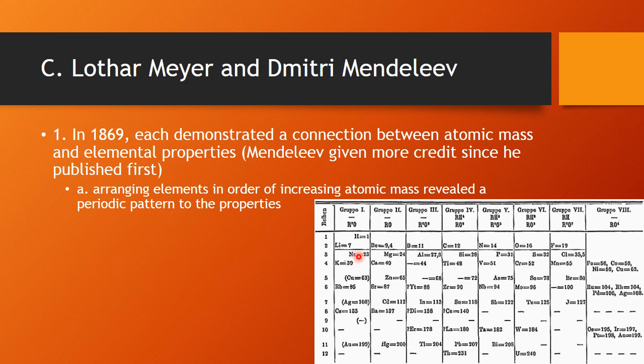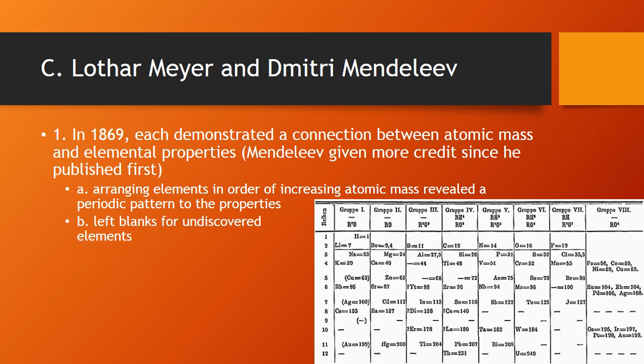So when he ordered them this way, elements that were in the same column had similar properties. In other words, it wasn't just this first column, hydrogen, lithium, sodium, etc., that had similar properties, but so did the second column, and the third, and the fourth, etc.